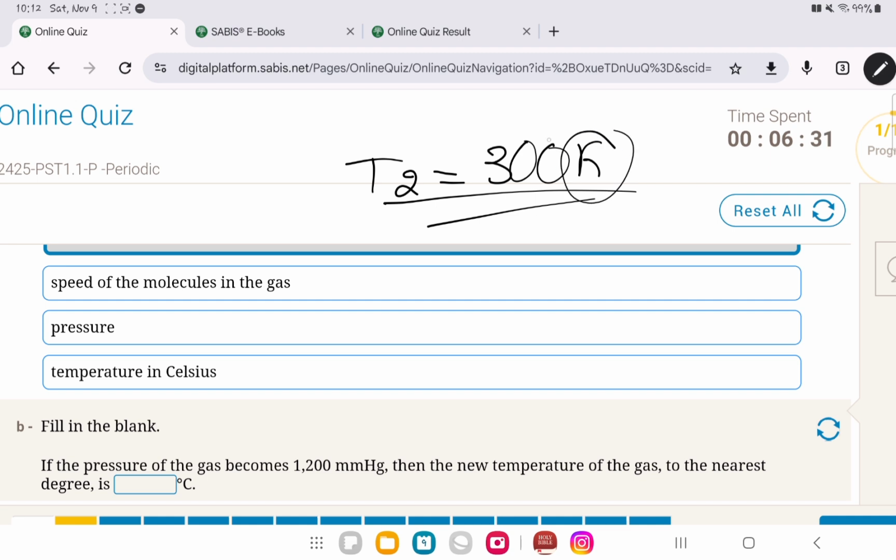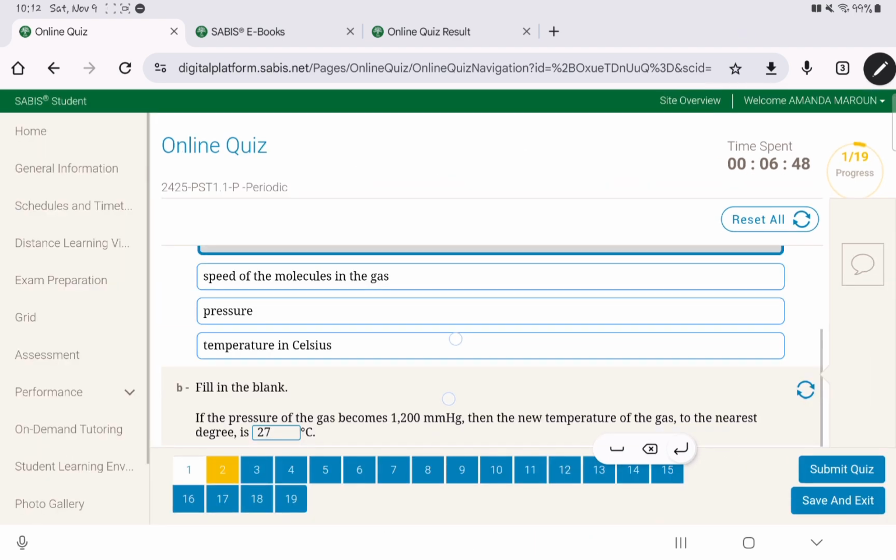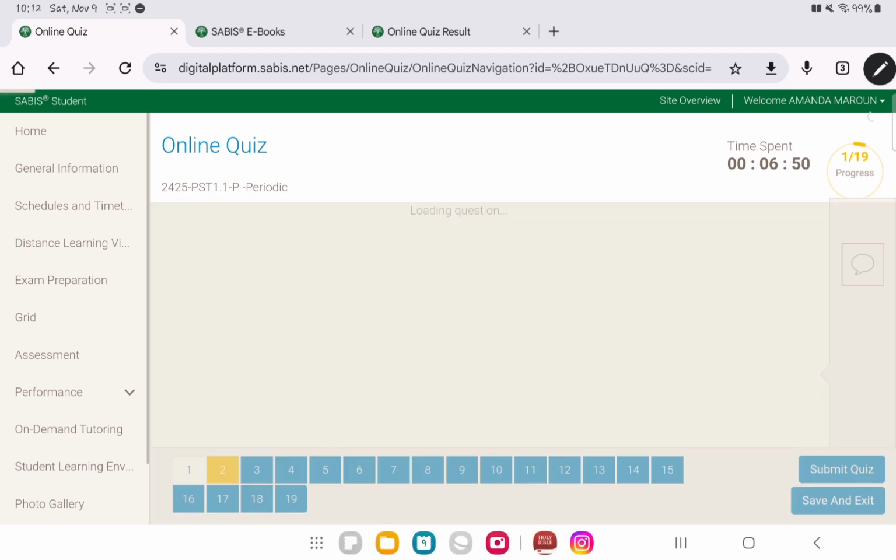Now, do we need it in Kelvin or in degrees Celsius? We need it in degrees Celsius. So to change it to degrees Celsius, we are gonna subtract 273. So 300 minus 273, you are gonna get 27. So our new temperature in degrees Celsius is 27 degrees Celsius.